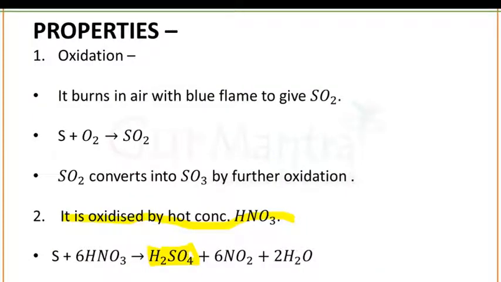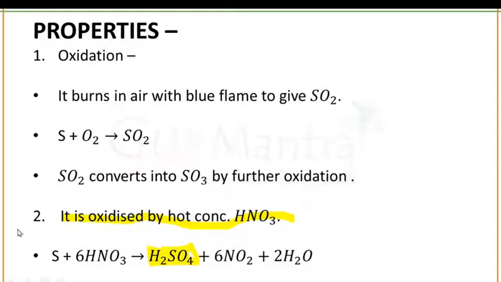Now, if you talk about the properties of sulfur, number one is the oxidation property. When sulfur is burned in air, it burns with a blue flame and gives SO2 gas. As you can see here in this reaction, S plus O2 gives SO2 gas. And SO2 converts into SO3 by further oxidation. When excess air is given and further oxidation is done on SO2 gas, it converts into SO3 gas.